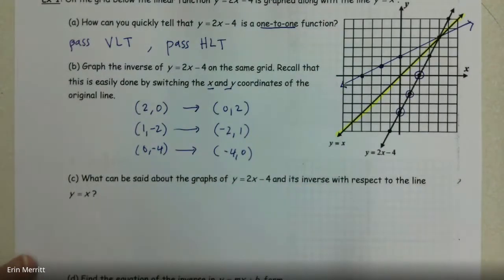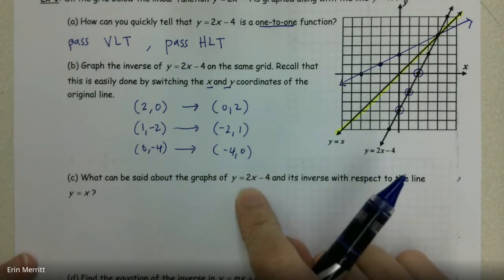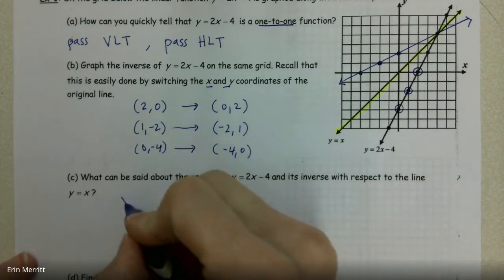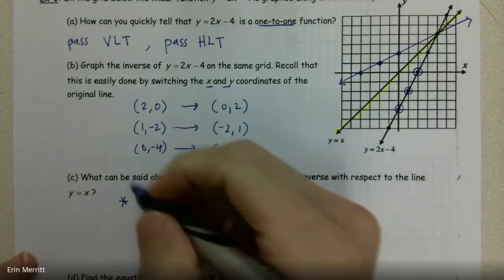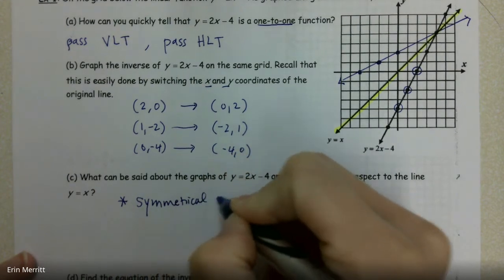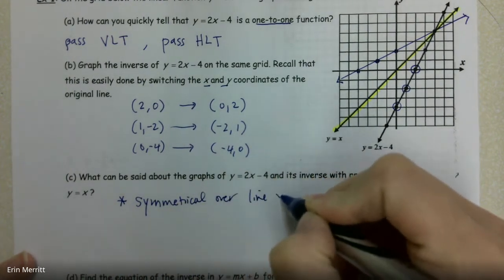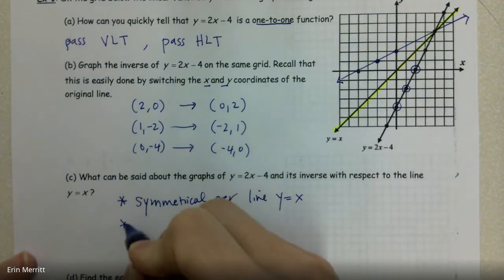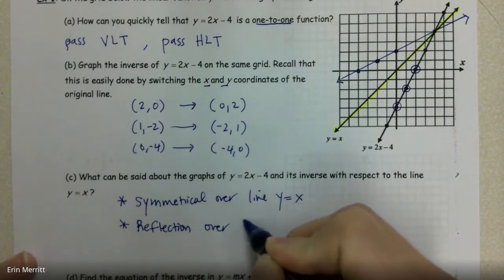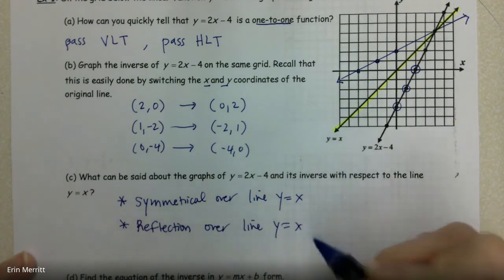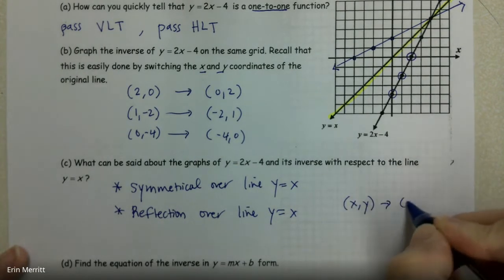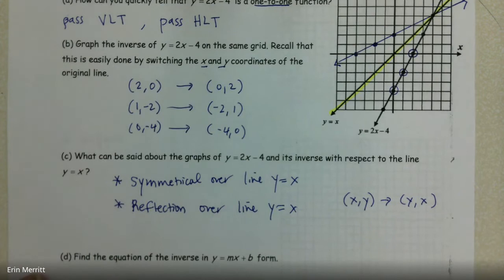When it says what can be said about the graphs of y equals 2x minus 4 and the inverse with respect to the line y equals x, here's your geometry brain right here. It's symmetrical over the line y equals x, which means it's a reflection over the line y equals x. So if your x and y points flip-flop, you are going to have a reflection over that line.